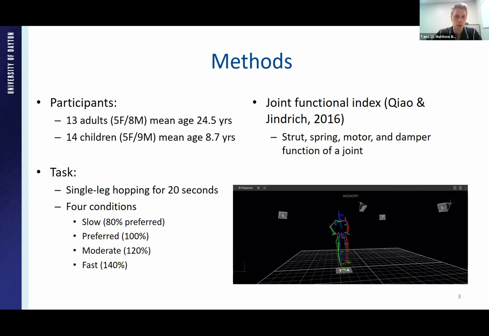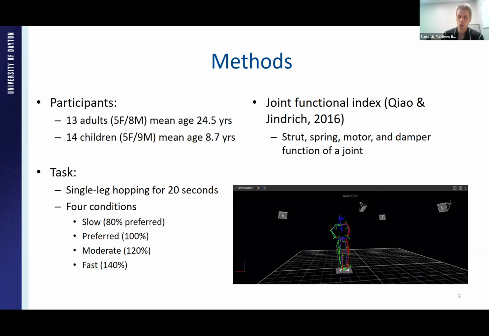We compared 13 adults and 14 children. The age range for the children was 7 to 12 years. They completed trials of single leg hopping at 4 different conditions that were cued by a metronome and based upon their self-selected preferred frequency. We had a slower than preferred frequency, we cued their preferred frequency, and then a moderate and fast increase above their preferred.